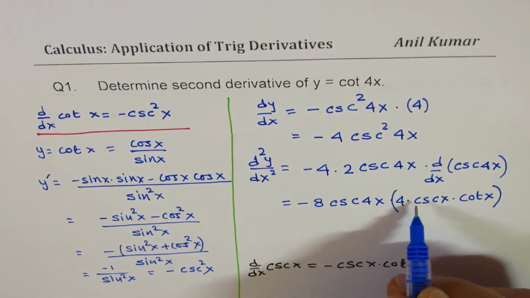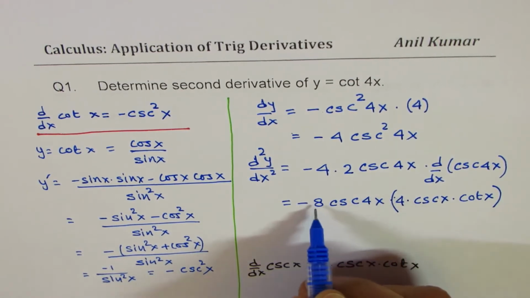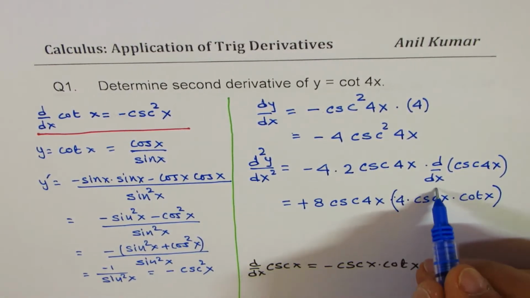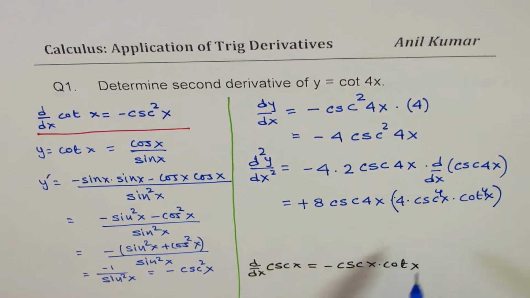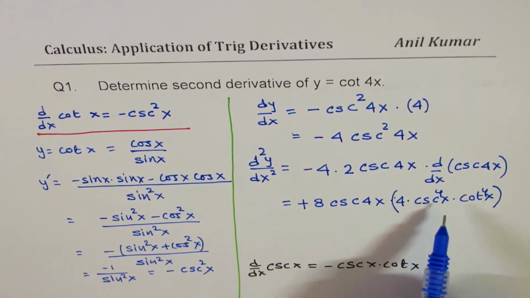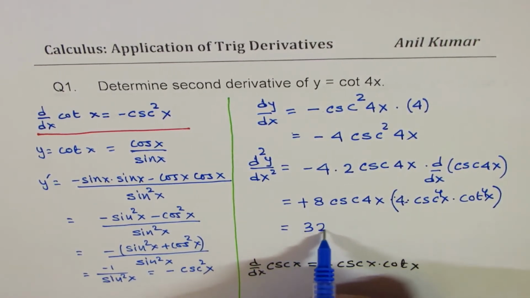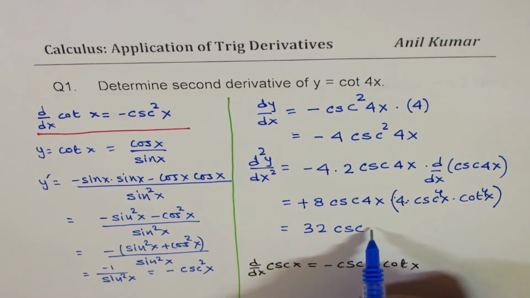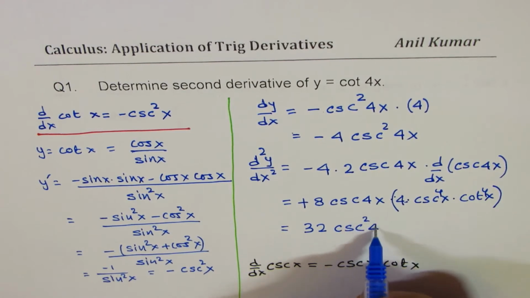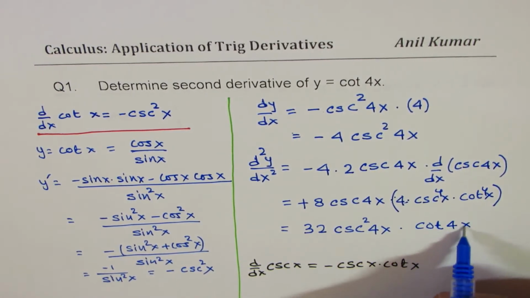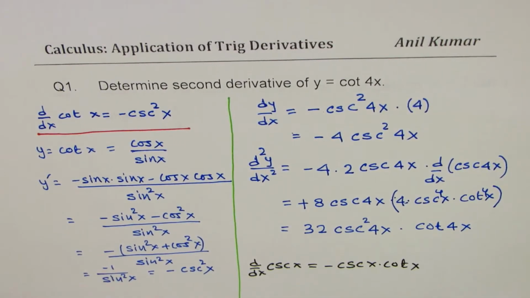with a negative sign. So that negative makes this positive. Is that clear? So this negative makes this positive. Okay, I should have written 4x, I'm sorry. The argument is 4x. So that gives you 32 cosecant square 4x times cot 4x. Is that clear? So that becomes your answer.